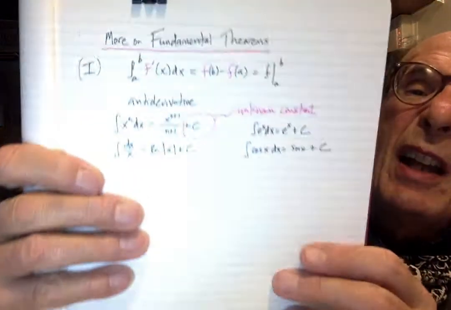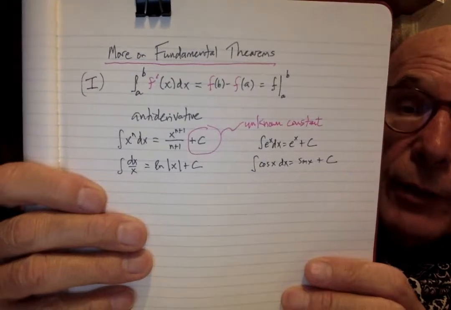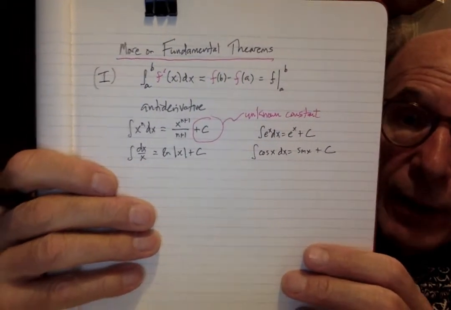Antiderivative or integral of e to the x dx is e to the x plus c. The derivative of e to the x is e to the x. The antiderivative of e to the x is e to the x. I mean, we're just kind of stuck with that. And the last one, the antiderivative of cosine of x dx is sine of x plus c. The derivative of sine is cosine, and so the antiderivative of cosine is sine. So there's the situation.